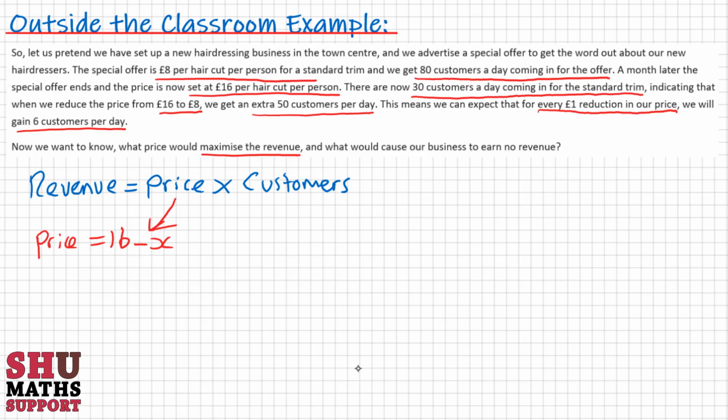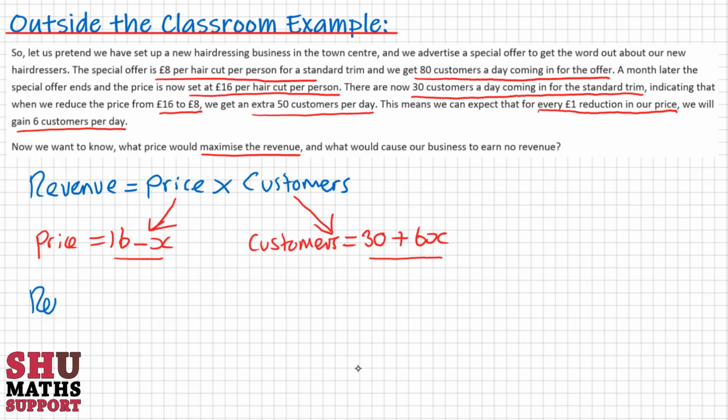Now we also want the number of customers to vary depending on how much we reduce our price by, as we know that for every £1 we reduce by, we'll gain an extra 6 customers on top of our original 30. So we have customers is equal to our original 30 customers plus 6x. And the way this one would work is if we reduce our price by £1, then x is equal to 1, which means we have customers is equal to 30 plus 6 times 1, which is equal to 30 plus 6, which is equal to 36. So we have price is equal to 16 minus x, and we have customers is equal to 30 plus 6x.